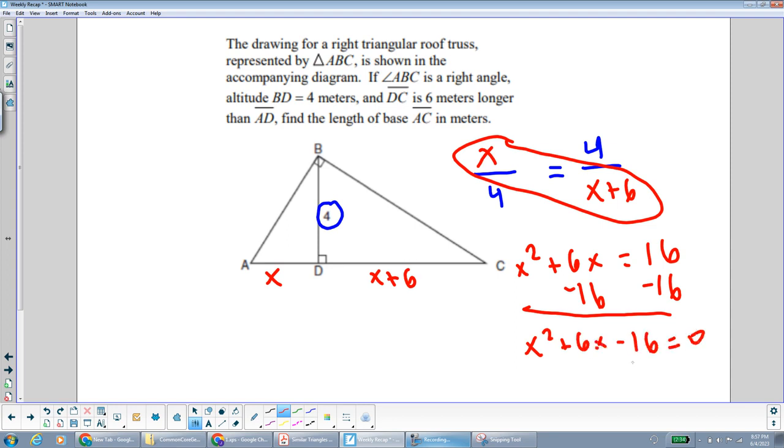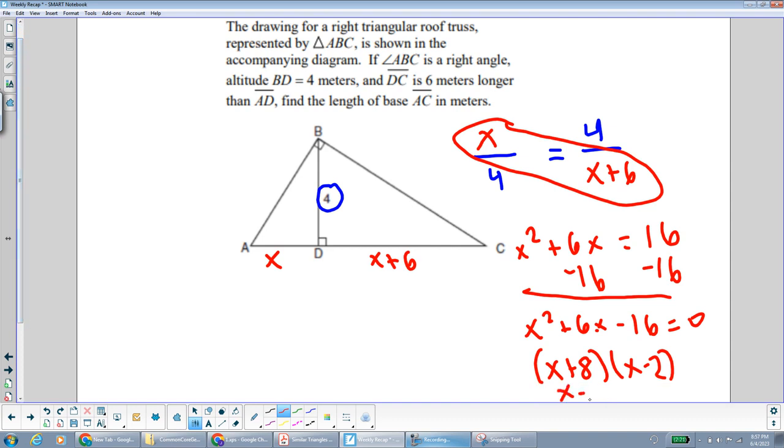And I'm looking for two factors of negative 16 that add up to positive 6. I'm thinking 8 and 2. And 8 would need to be the positive one, 2 would need to be the negative one. 8 times negative 2 is negative 16, and 8 plus negative 2 is still positive 6. So our two solutions here are x equals negative 8 and x equals 2.